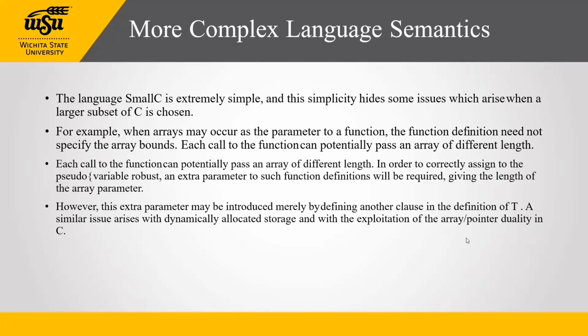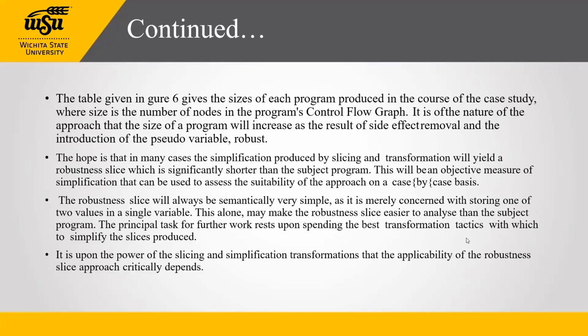Sorry, Professor, previously I missed one slide, which is the table given in figure 6. It gives the sizes of each program produced in the course of the case study, where size is the number of nodes in the program control flow graph. It is of the nature of the approach that the size of a program will increase as the result of side effect removal and the introduction of the pseudo variable robust. The hope is that in many cases, the simplification produced by slicing and transformation will yield a robustness slice which is significantly shorter than the subject program.